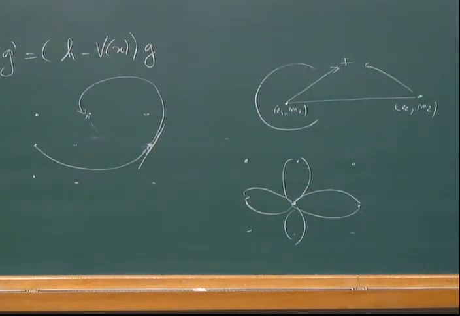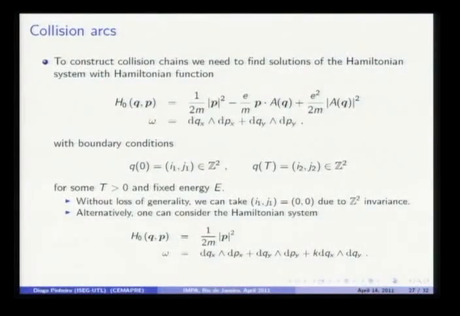So all we need to do is go back to our unperturbed zero interaction potential and rewrite it in this form. So this is our W, the potential without interaction. And we need to find trajectories connecting 2 points in the lattice for some time t for fixed energy E. We can take the initial point to be the origin due to Z2 invariance of the system, and we can solve this system, and this is linear.